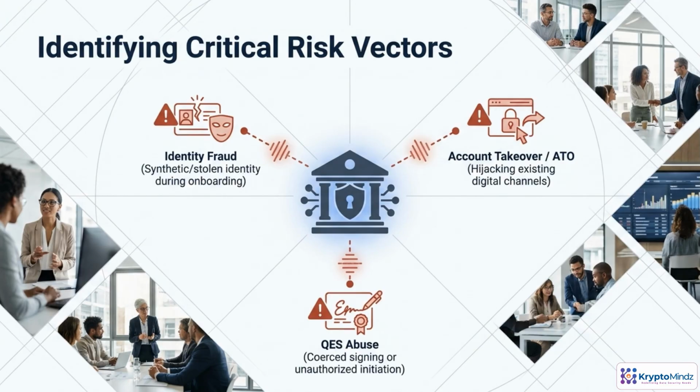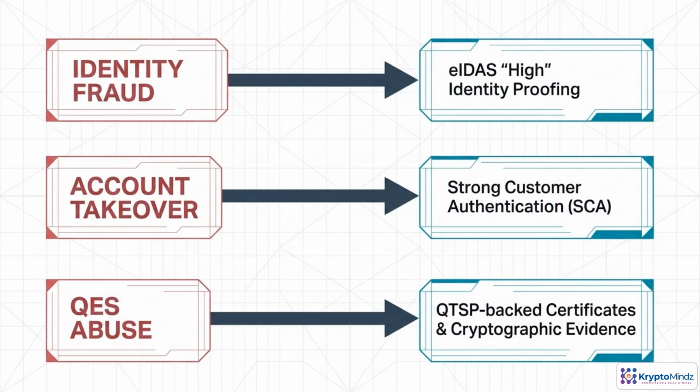For an eIDAS-based onboarding journey, 3 risk vectors really shape the architecture. Identity fraud is about getting a fake or stolen person into the system right at the start. Account takeover is about hijacking an already onboarded, genuine customer through compromised credentials or devices. Quest abuse is different. The identity is real, but the person is tricked, coerced, or bypassed when a qualified signature is triggered. Each vector demands specific controls, evidence, and monitoring.